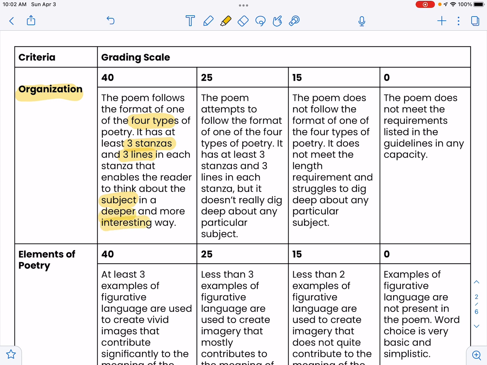So the way that's phrased is very specific. It's not just a random poem with words that rhyme and there's no real focus. It's challenging the reader to think in a deeper, interesting way about whatever topic that you chose, if you want full credit for that.